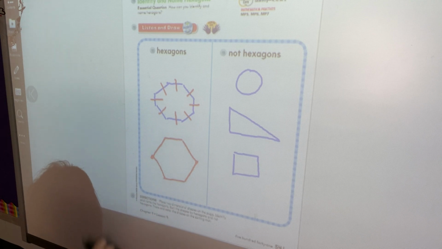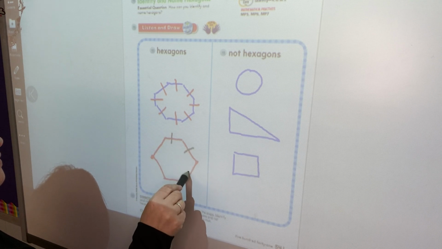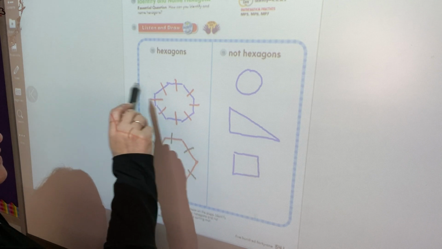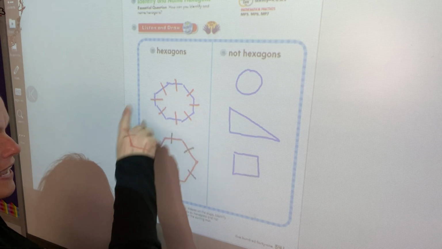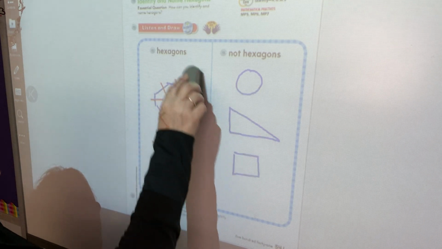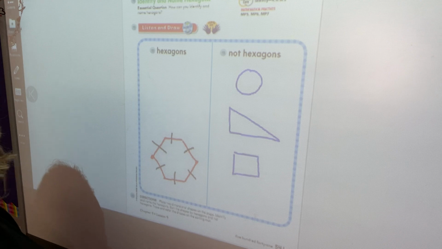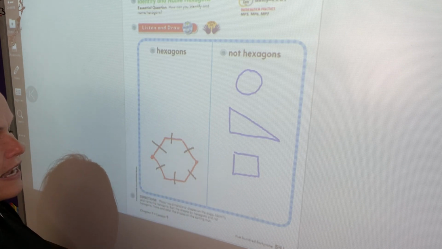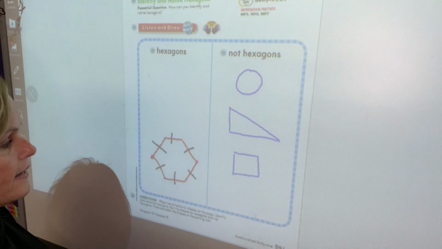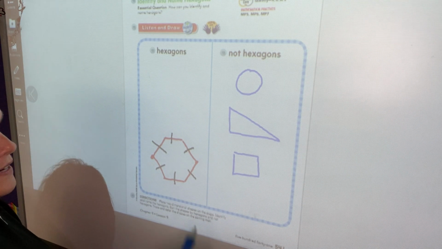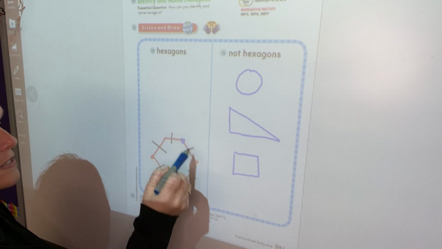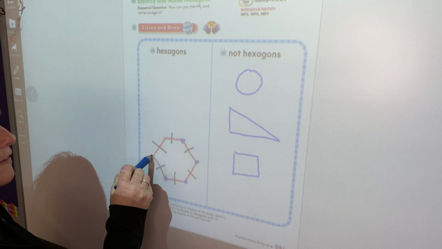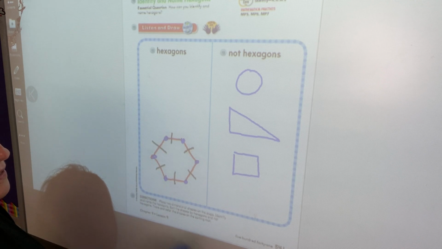Now let's check the sides. 1, 2, 3, 4, 5, 6. Now we have one. So let me go ahead. This one had 8. Remember, that's called an octagon. I'm going to erase the octagon. I don't know what I was thinking. And now we have a hexagon. Remember, I told you that a hexagon has 6 sides. Well, we confirmed that. But I also said that a hexagon has 6 vertices. 1, 2, 3, 4, 5, and 6.